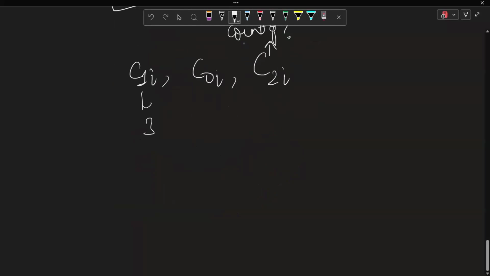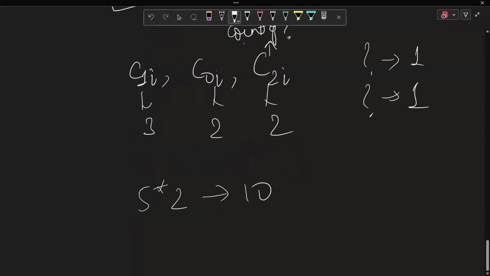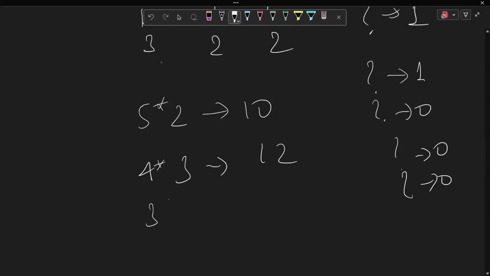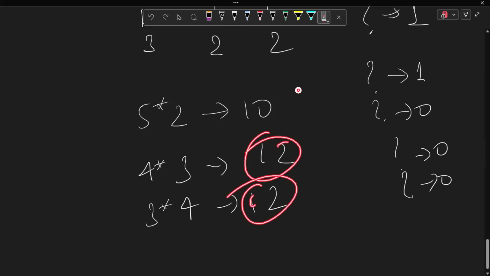Let's say there are 3 ones, 2 zeros and 2 question marks. For the 2 question marks, you can replace both of them by 1. Then your count of 1 would become 5 and count of zeros would remain 2, so 5 into 2 is 10. Or if you replace one question mark with a 1 and another with a 0, your count of 1 and 0 would become 4 and 3, so 4 into 3 would be 12. Or if you replace both of them by 0, it would be 3 and 4, so 3 into 4 is 12 again. Which one is maximum? 12 is the maximum here.